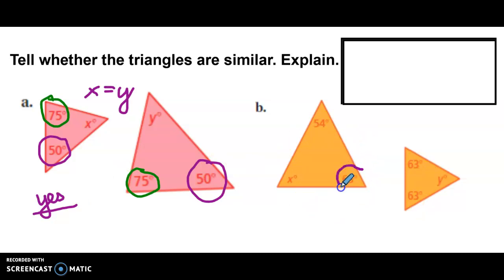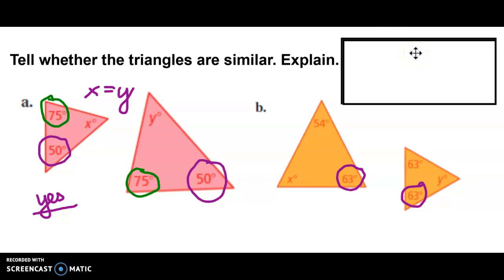Starts off pretty well. I got a 63 and a 63, so I have one pair of angles already. But then I have an unknown, and I have a 54. They might be the same, but I don't know that. And here's a 63. I do know that these two aren't the same. So are these triangles similar? I need to have two pairs of angles that are the same.